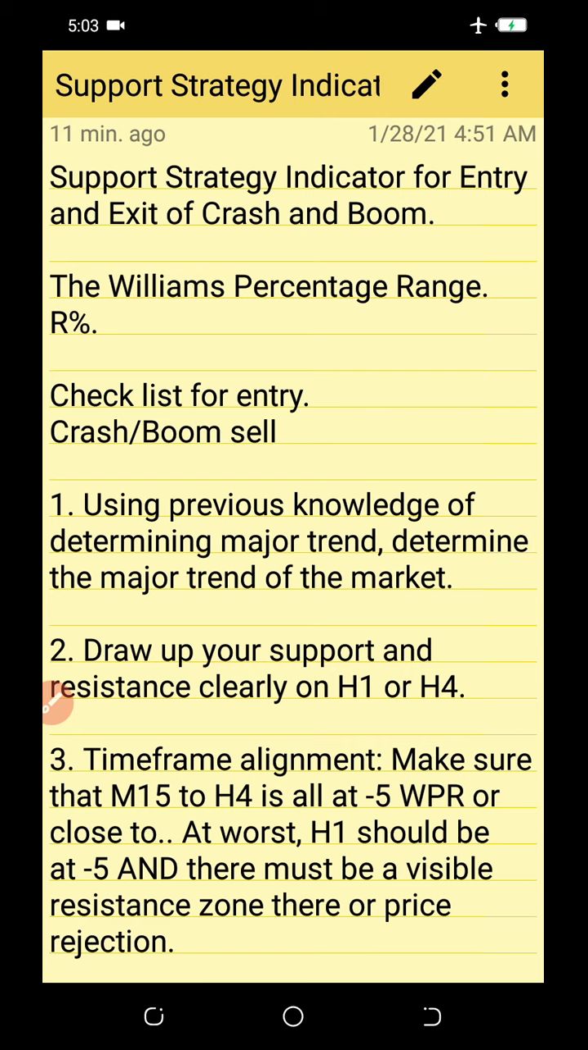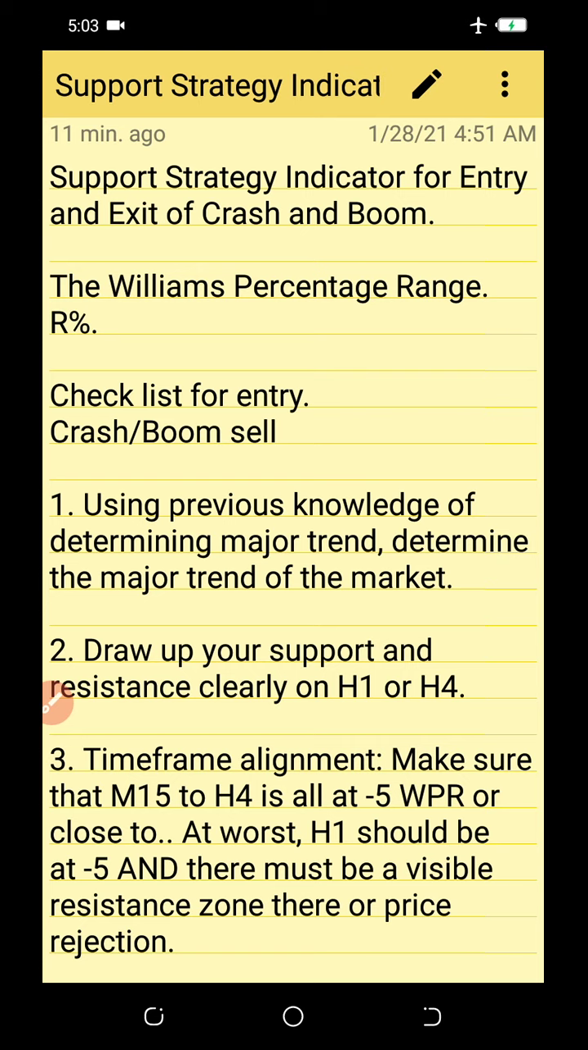So the first thing is you must use your previous knowledge of determining major trend from my previous video. How do you know a major trend? If you want to know a bullish trend, the candles must be above and the 48 SMA must be trending below the candles, and then there must most likely in H1 be a cross of the red and the blue, and then the candles will be above the cross. That's how you know that the trend has changed and it's now a bullish trend.